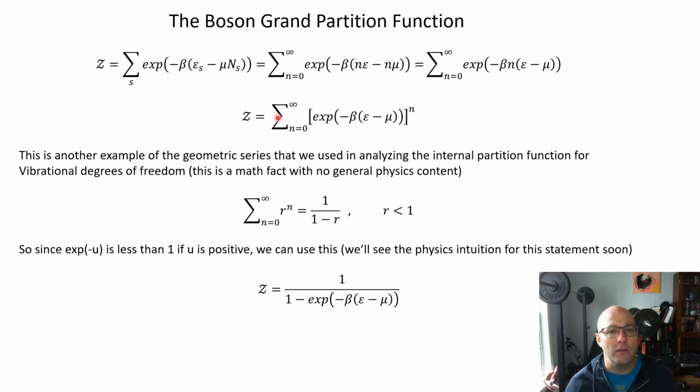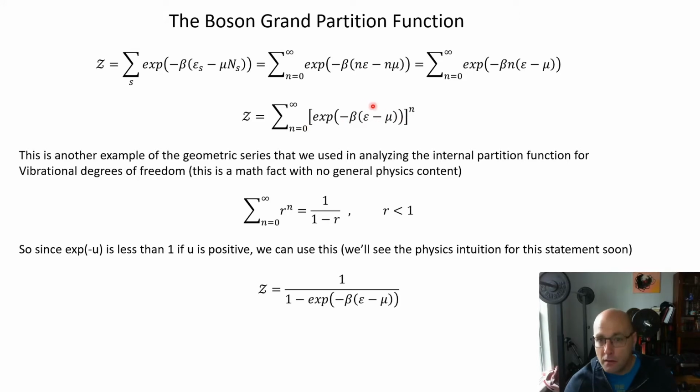So you might recognize that this is another example of the infinite geometric series that we used when we were talking about the internal partition function for vibrations last week. Again, this is just a mathematical fact. There's no physics in here, but the sum from n equals 0 to infinity of any number r to the n is 1 over 1 minus r on the condition that r is less than 1. And so e to the minus mu is less than 1 if mu is positive. We'll see that it is positive in a few slides.